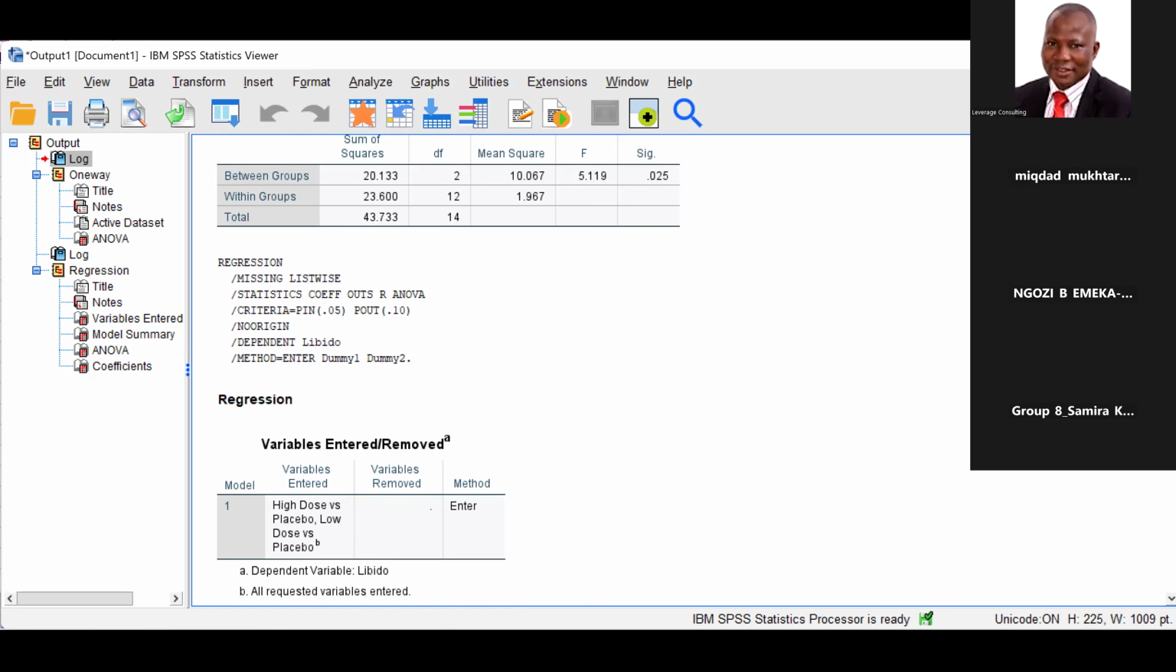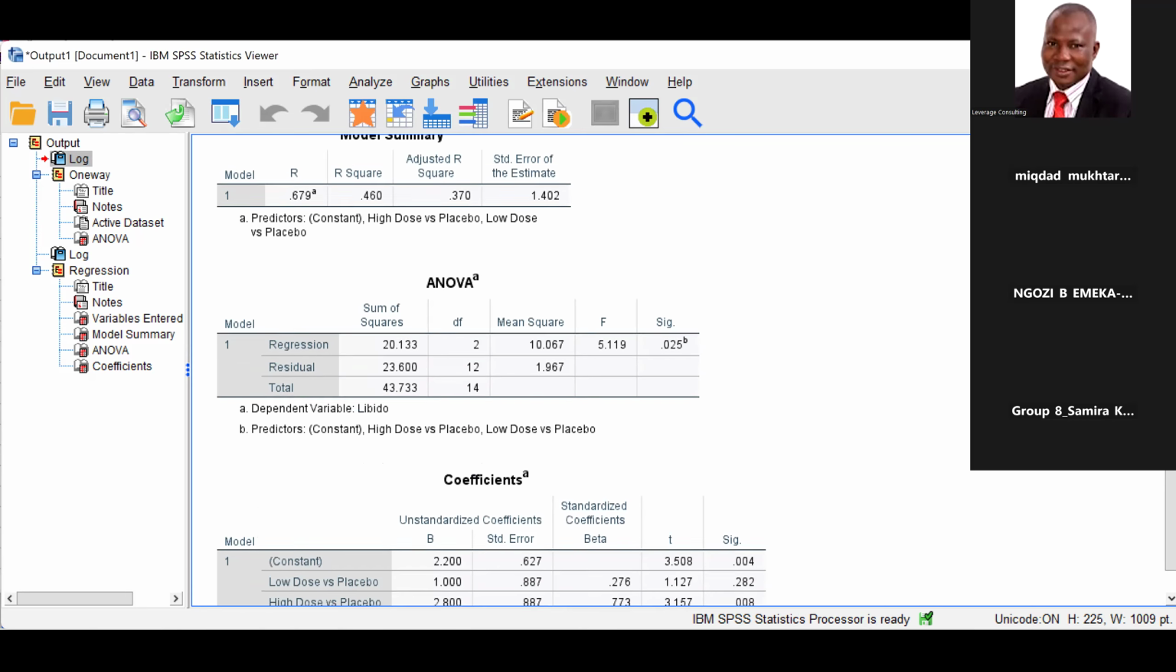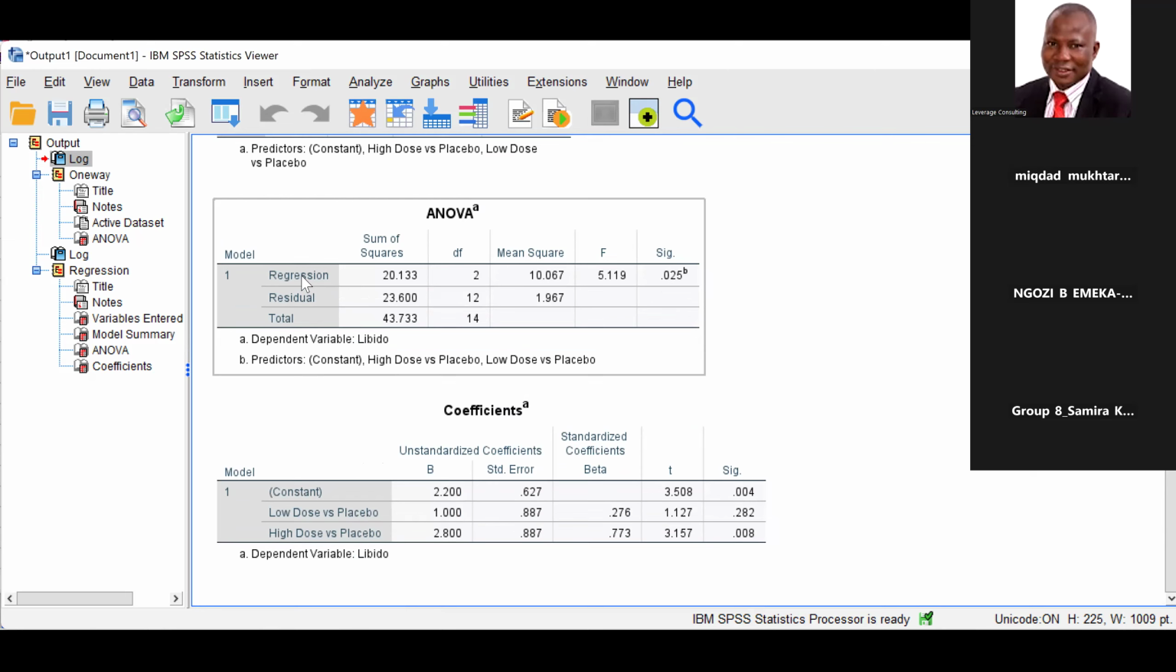So let's scroll down now. Look at the result of regression. Can you see something similar? Look at the sum of squares. The sum of squares regression is the same thing as the sum of squares between, which is 20.133. The sum of squares residual here is the same thing as within, which is 23.600, and then the total sum of squares.